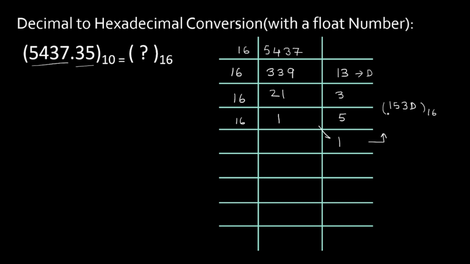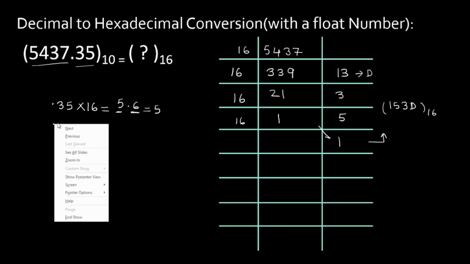Okay, now come to its decimal part. Now decimal part is 0.35. So 0.35 will be multiplied by 16 and we will take its integer part as the hexadecimal equivalent. So the answer is 5.6. So 5 will be considered, and 0.6 will be again multiplied by 16.